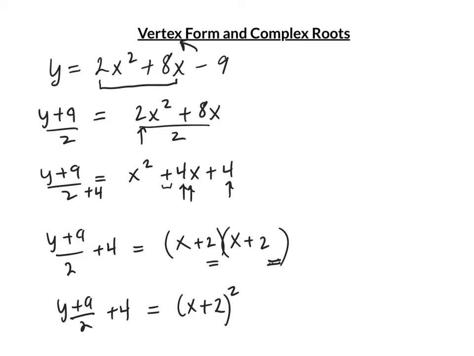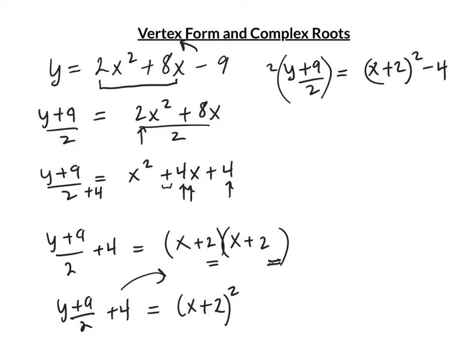Now the tricky part is I need to move all this back over in reverse order. First thing is to move the 4 over. I have y plus 9 over 2 equals x plus 2 squared minus 4. Subtract the 4 to move it. Now I'm going to multiply both sides by 2. You can't distribute the 2 through the parentheses, so don't try it. Because it's squared, the exponent would have to come first. But this will make it y plus 9 equals 2 times x plus 2 squared. I do need to take the 2 to the minus 4. That's minus 8. Almost done.